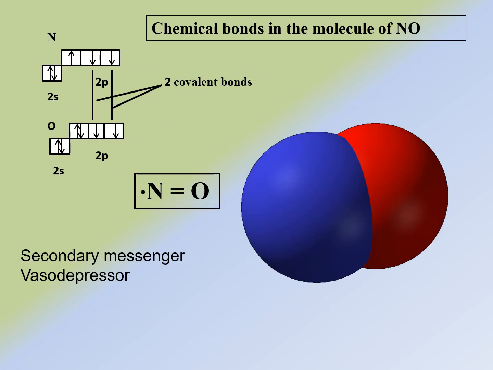By the way, this is the structure of NO, and you may notice that it's nothing but a free radical because there is a single unpaired electron at the atom of nitrogen. That's why it's so reactive.